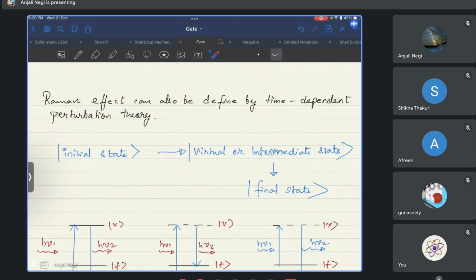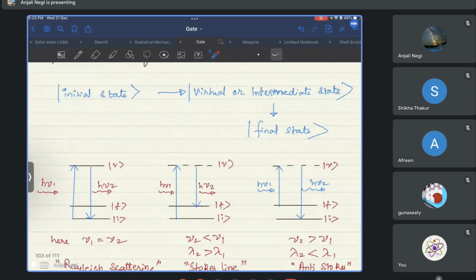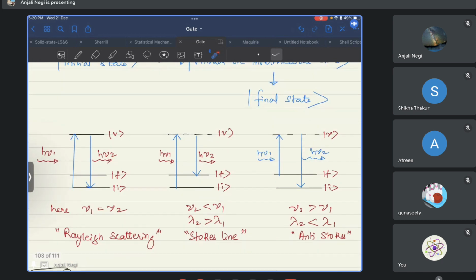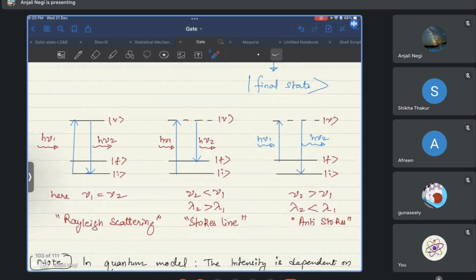So what is the Raman effect? The Raman effect can also be defined by time dependent perturbation theory. I am quickly going through this because I hope you know it. First of all, we have our molecule in the initial state, and then it goes to a virtual or intermediate state, from where it finally goes to the final state. Just demonstrating what I have said, we have an initial state I, a final state F, and a virtual state V. This is case 1.